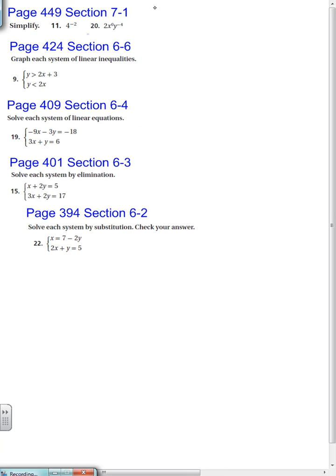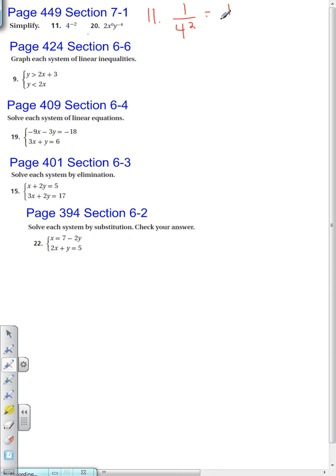Okay, for number 11, you have a negative exponent. So when you have a negative exponent, you have to flip it upside down to get the exponent to be positive, and then 4 times 4 is 16. So you end up with 1/16.